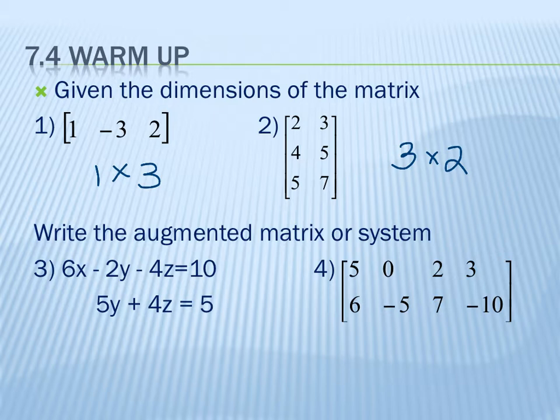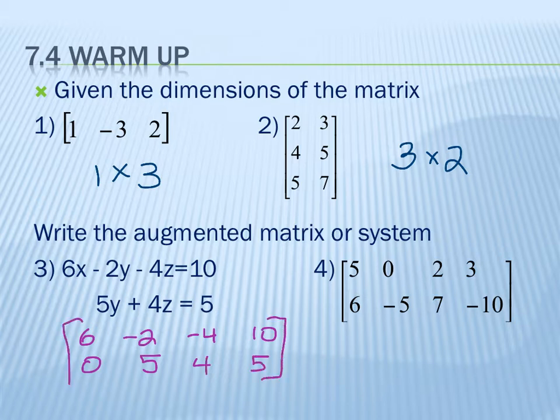All right, and then for numbers 3 and 4, it said to write the augmented matrix from the system or write the system from the augmented matrix. So you're either working one way or the other. For number 3, remember your x's, then your y's, then your z's, then the last would be the numbers. So this would be 6, -2, -4, and 10. And then 0, 5, 4, and 5.